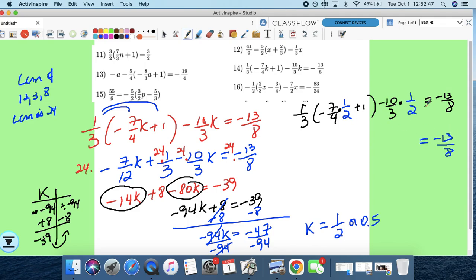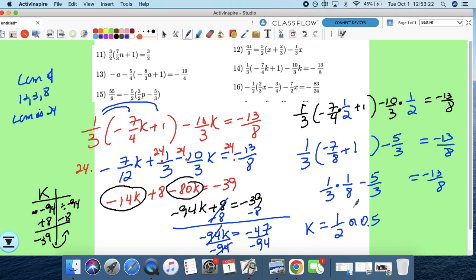And then obviously this is more of a calculator job. Go ahead and do that. I do have one, but let's see if I can do this without a calculator. So negative 7 over 4 times a half is going to be negative 7 over 8, plus 1, minus, and that's going to be negative 5 over 3. And again, you don't have to do all this because you're going to have a calculator. So we have 1/3 times 1 over 8 minus 5 over 3.